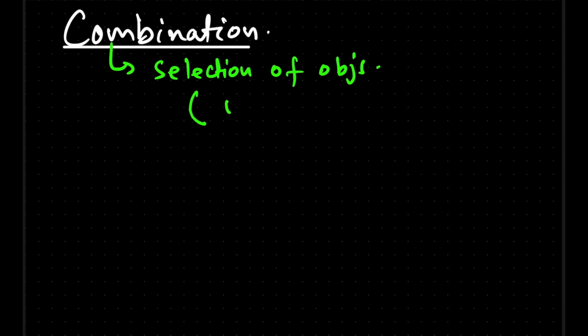So let's say combination. So what does combination mean? Combination means selection of objects where order of selection does not matter. Order does not matter.